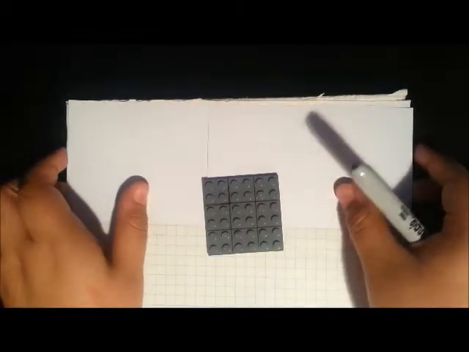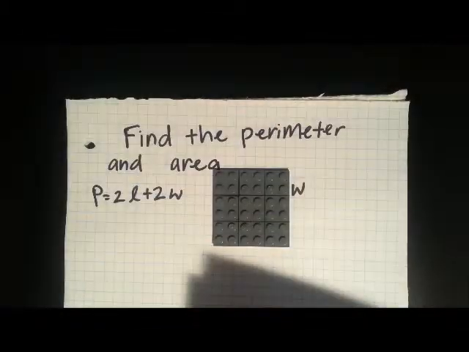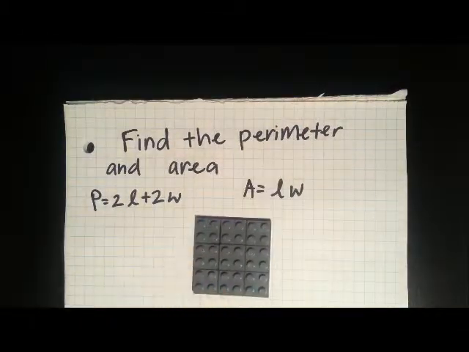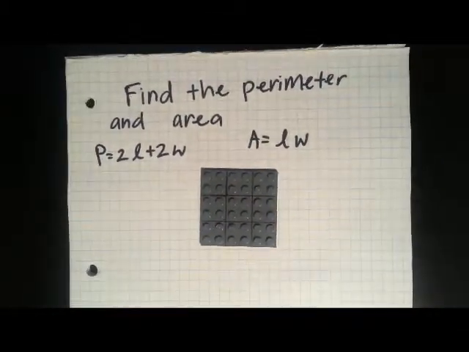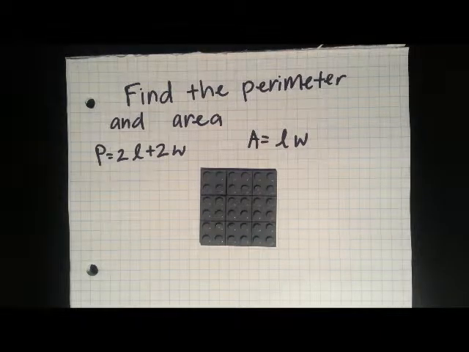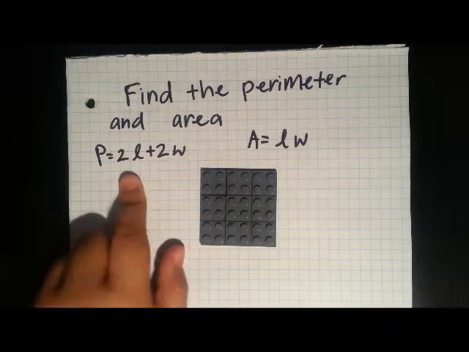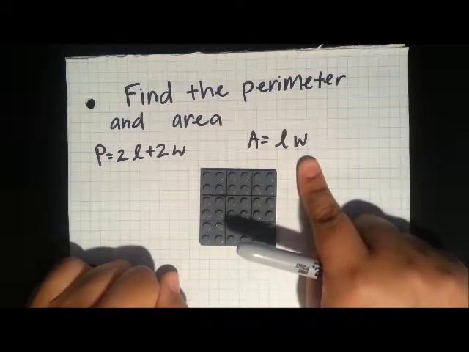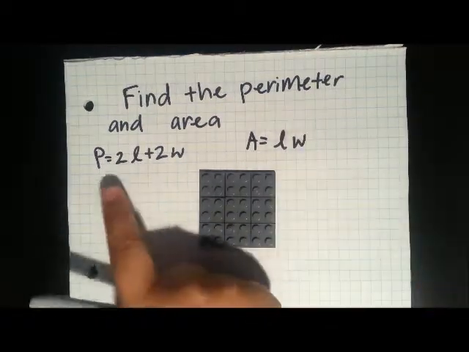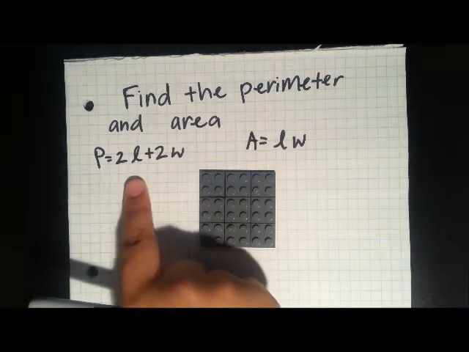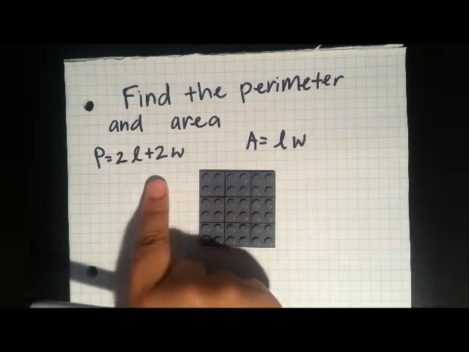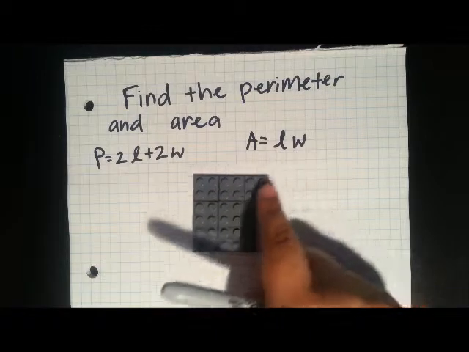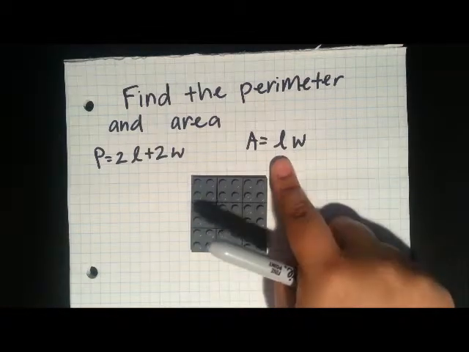this shape. What I want to do is to find the perimeter and the area of this shape. These are the formulas. This is the formula for perimeter, and this is the formula for area. What they are is 2 times the length plus 2 times the width. And then for area, it is length times width.